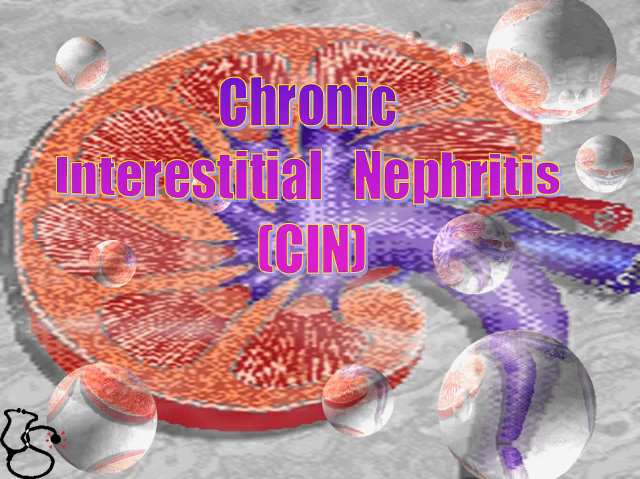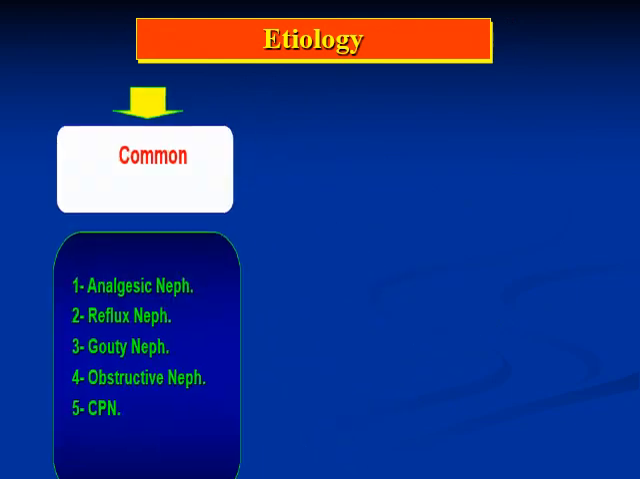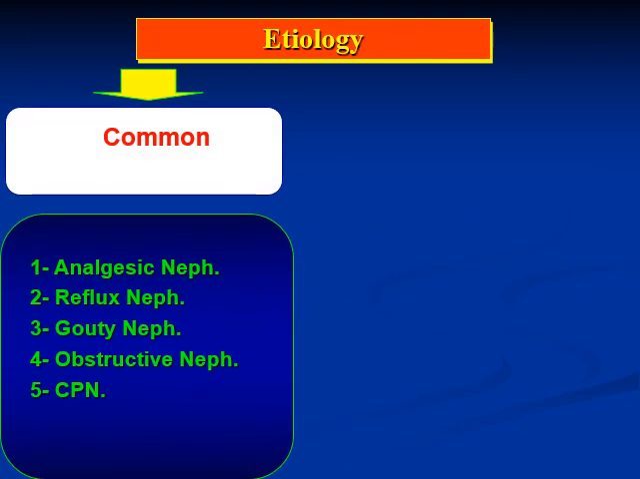Chronic interstitial nephritis. The most common causes for a chronic inflammation in the tubules and the interstitium of the kidney are analgesic nephropathy, reflux nephropathy, gouty nephropathy, obstructive nephropathy, and chronic pyelonephritis.